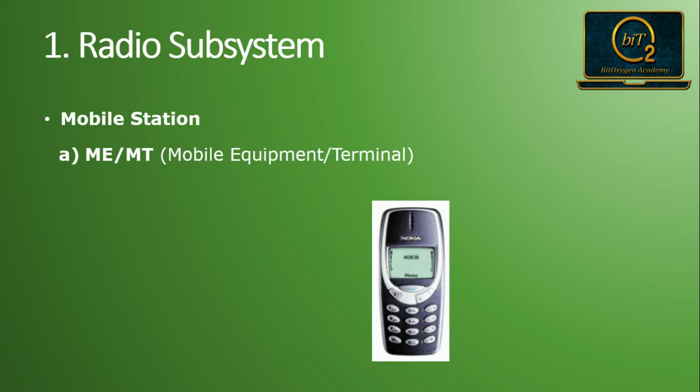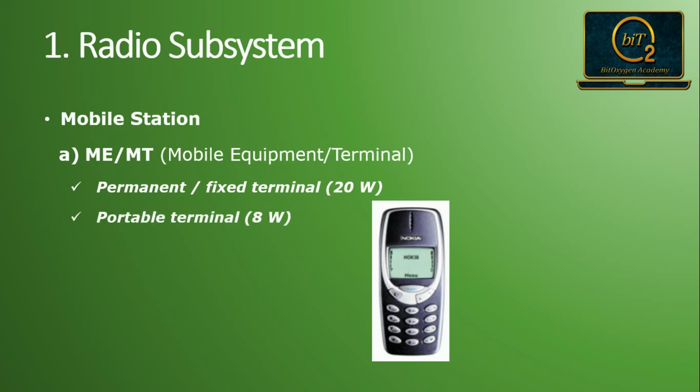We all are aware of this equipment. As we all know, it is a user device through which a user can communicate with other subscribers. It can be distinguished by their power capacity and application. First is permanent or fixed terminal with the output power 20 watt. Second is portable terminal with output power 8 watt. And third is handheld devices with output power 2 watt.